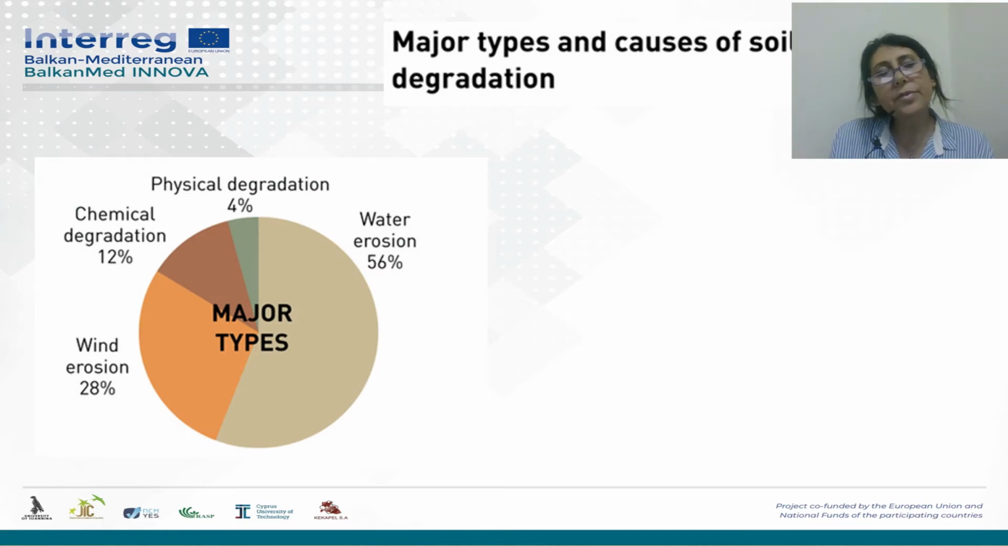Here you have a graph, so the data or the information I was presenting in the previous slide now here is more understandable. And if we see to water erosion, the degradation of the soil because of the water erosion is 56%. In the second place is wind erosion, and then comes chemical degradation and physical degradation.